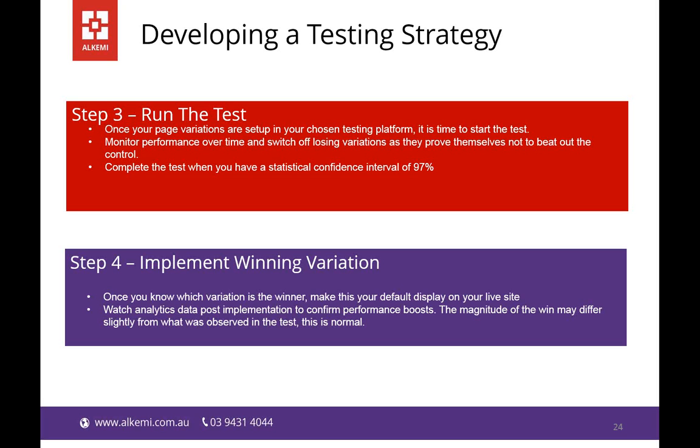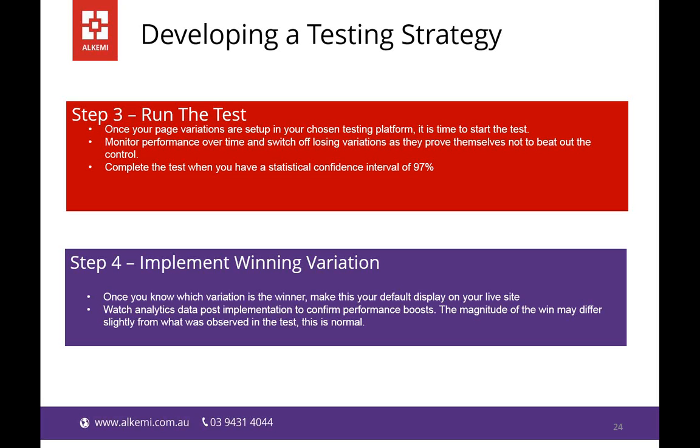When you've created your variations, the next step's pretty simple. Get up and run the test. Utilise them with your software package or have your agency build them up for you. But basically, once they're deployed, set your tests live. But don't just set and forget. Keep an eye on your data. Pop your head in every couple of days or daily, however much you can afford. Certainly organisations like Alkemi are constantly monitoring, but make sure you keep an eye on that performance over time.